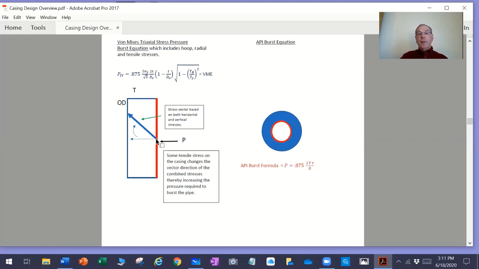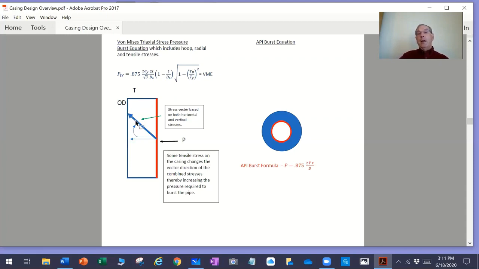This distance from the ID to the OD, if there's no tension in the pipe, is a shorter distance than the distance between here. If I've got some tension and you rotate this stress vector to an angle, it takes a greater stress to get the stress to the outside of the pipe in order to rupture it. So that's a kind of visual way to think about that.